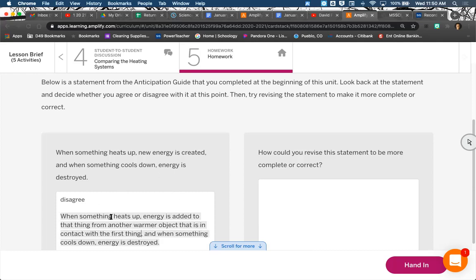When something, let's do this. When thing one heats up, energy is added to thing one. This is like Dr. Seuss, right? Thing one and thing two. So when thing one heats up, energy is added to thing one from another warmer object, thing two, that is in contact with thing one.